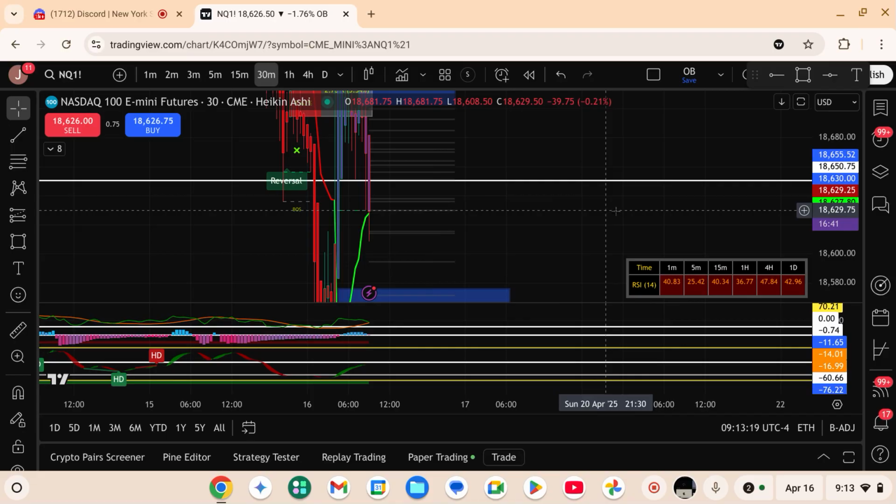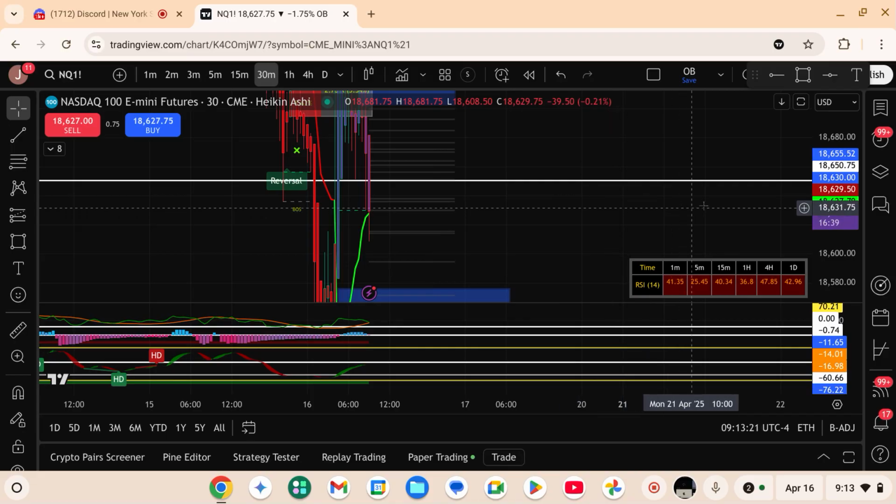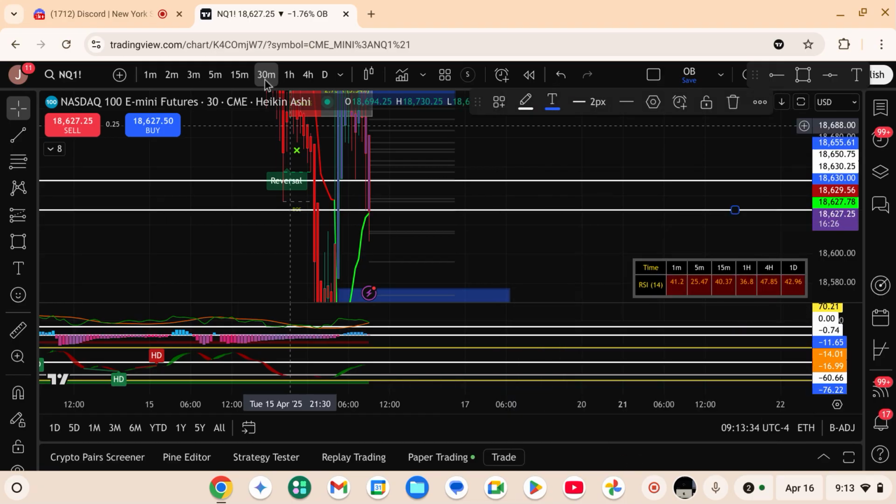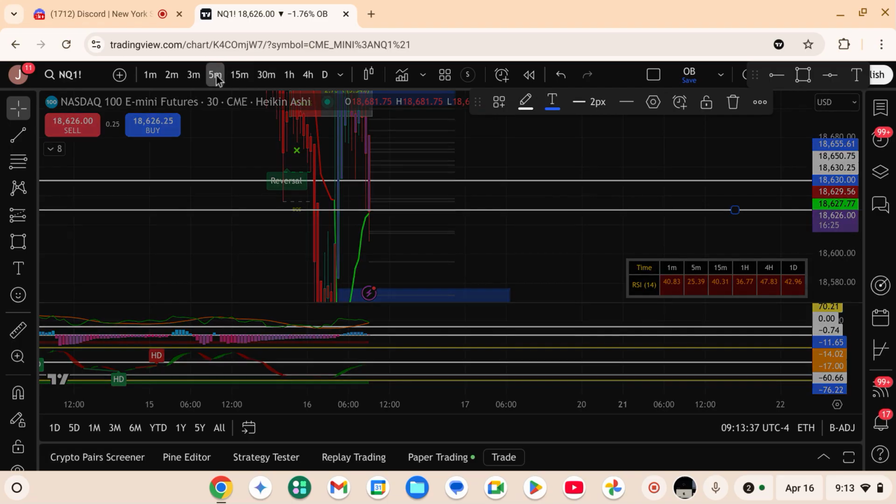All right, so let me see. Let me put a line across the bottom of this consolidation right here. Right here. And then let's look at the 5.